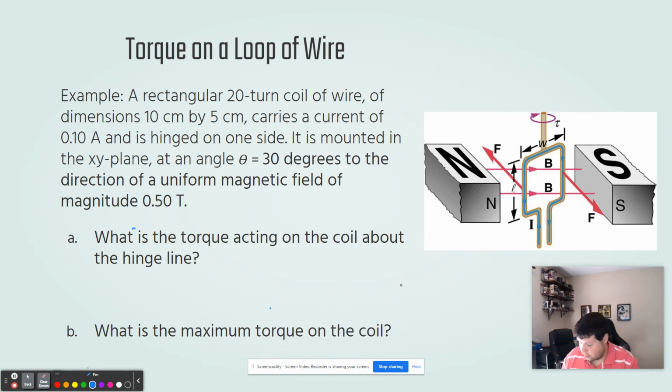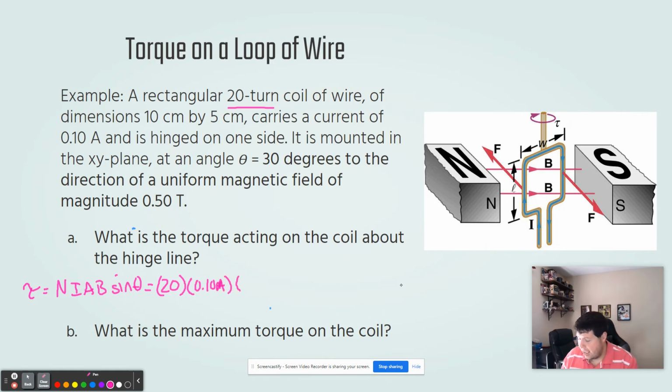So we know our equation. We know that torque, tau, is equal to NIAB sine of theta. So I just got to plug in my numbers here. N is the number of turns or loops in the wire, and so you'll see the word turn a lot, so that's 20. The current going through my wire is 0.10 amps.